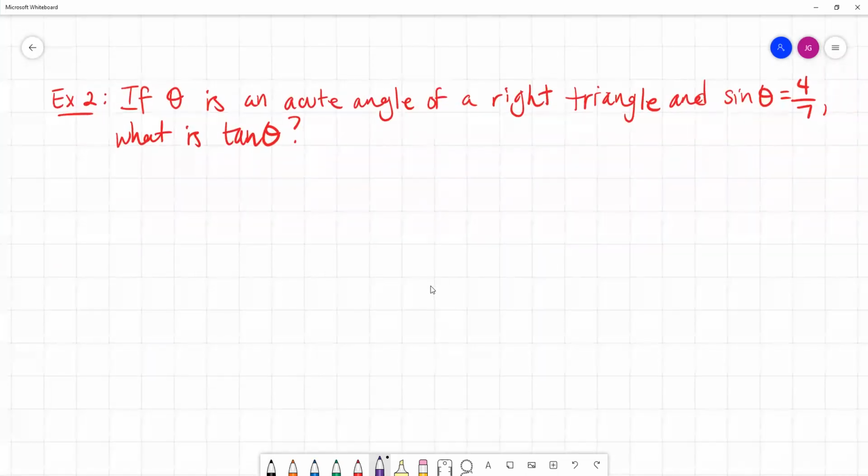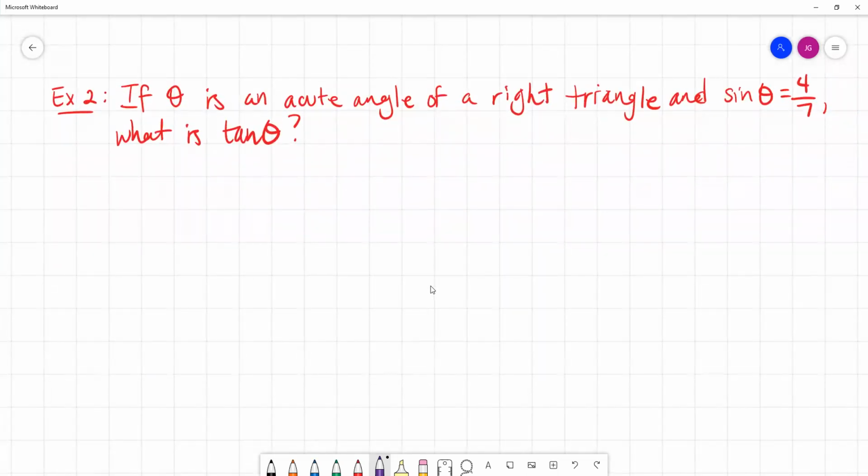If theta is an acute angle of a right triangle, and sine theta equals 4 over 7, what is the tangent of theta? This first part, if theta is an acute angle of a right triangle, means that when I see that, I should draw a right triangle right off the bat. I'm going to draw a right triangle a different way from what we've seen so far, so you can be aware that you're going to see it drawn in lots of different ways. So here's our right triangle, and I'm going to put theta right here. It doesn't matter where you put it as long as you don't put it on the right angle.